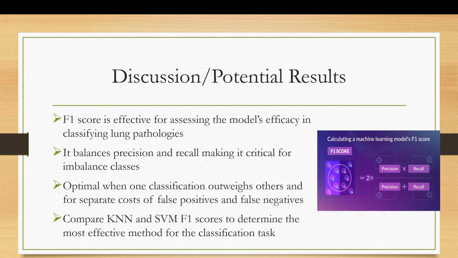An F1 score is very optimal because it balances precision and recall, making it critical for imbalanced cases. As you can see on the right side, that is the formula. It is especially optimal when one classification outweighs the others and when there are separate costs for false positives and false negatives. When we get this F1 score, we can compare the KNN and SVM's F1 scores, which would help us determine the most effective method for the classification task ahead of us.